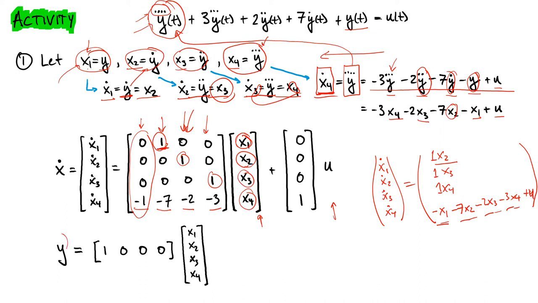And then finally, I just have to express what our unknown is, y, in terms of our new states, x. And the way that we define them, that makes that very easy. It's simply just the first one. And so this is how we derive the state space representation of this fourth order differential equation.